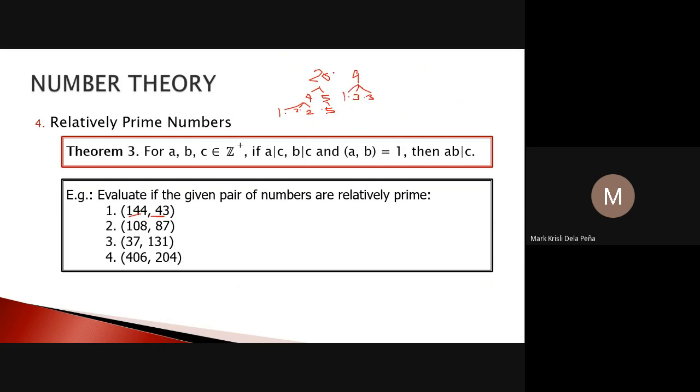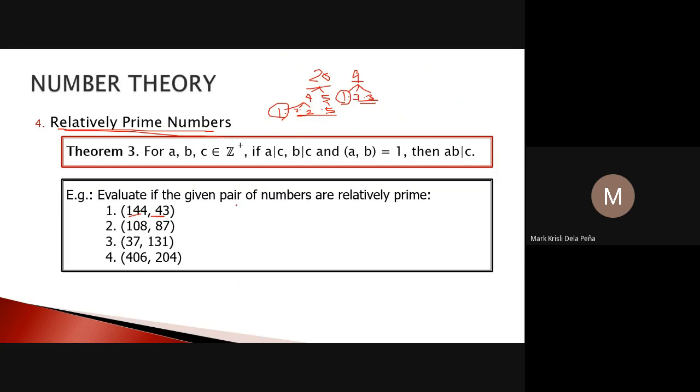Okay, again, two numbers. So 20 and 9 are not prime numbers. They are composite numbers. But if you check their factors, they don't share the same factor. 20 has 2, 2, 5. 9 has 3, 3, except 1. So if this is the case, then they are relatively prime numbers. And using the Euclidean algorithm, we will get their greatest common divisor.